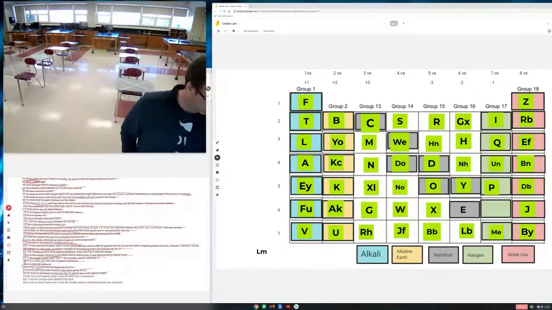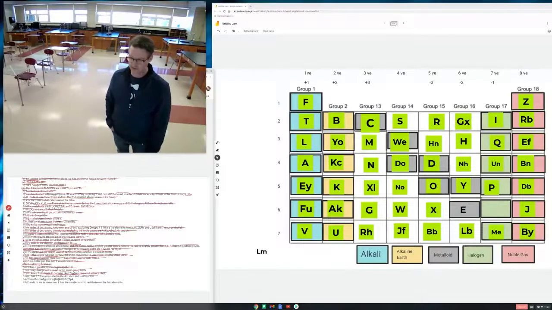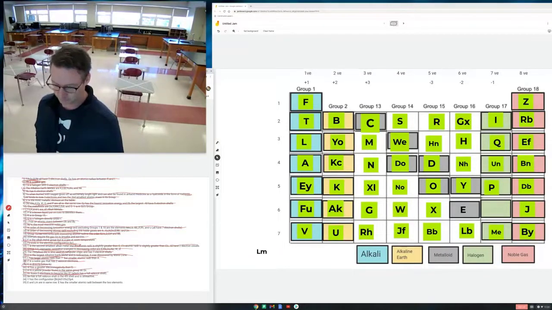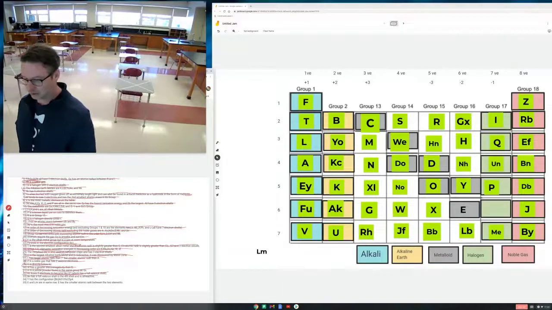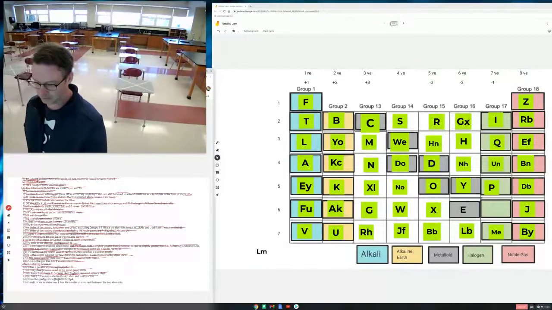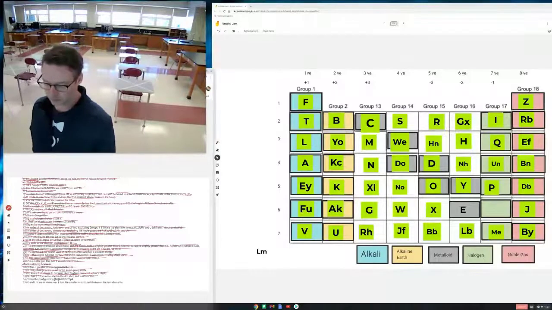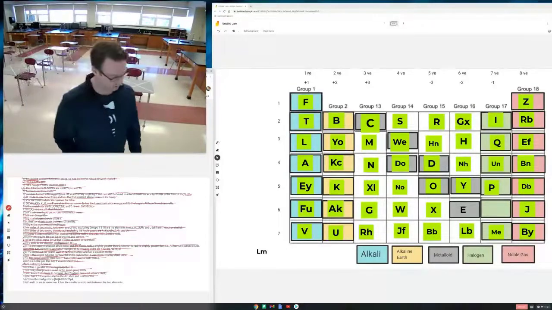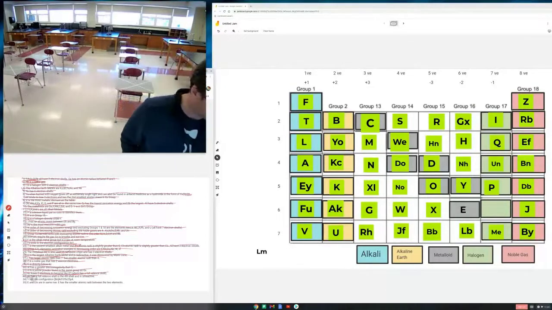And then finally, Y has a configuration that ends in 5p4. Okay, so 5p4 means 5th row, the P block, which starts with group 13, and the P4 means it's the 4th one in the P block. So XL would be P1, NO is P2, O is P3, Y is P4. We have that locked in place.